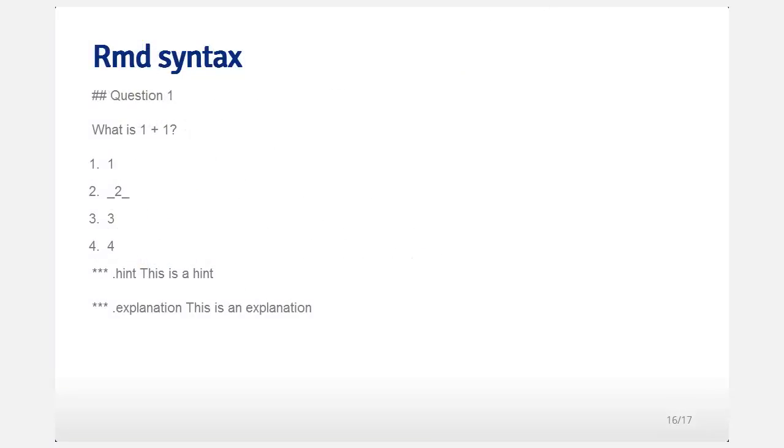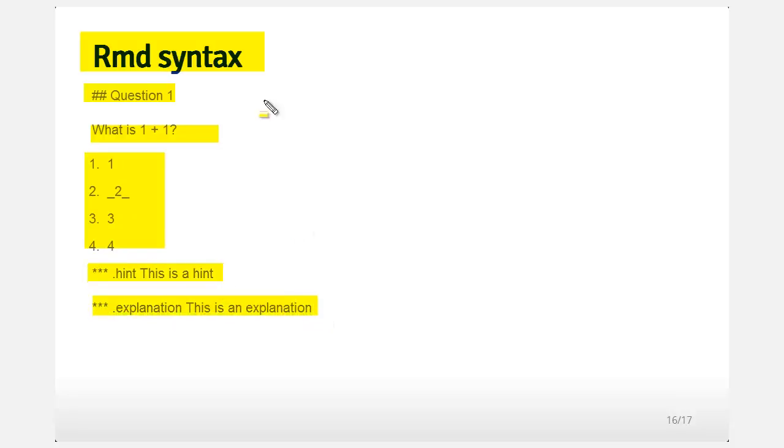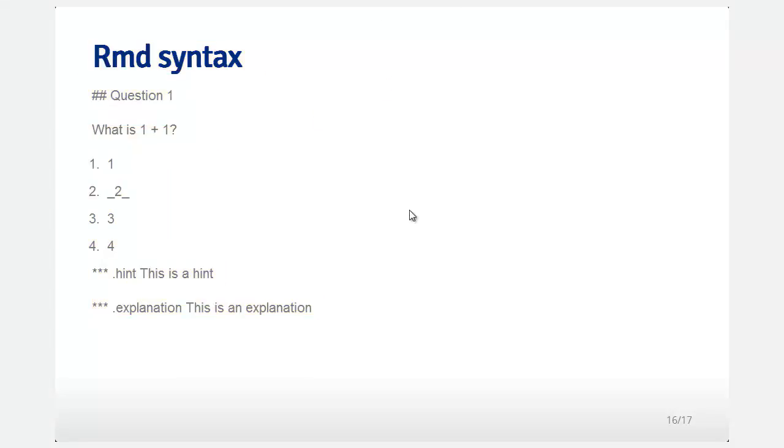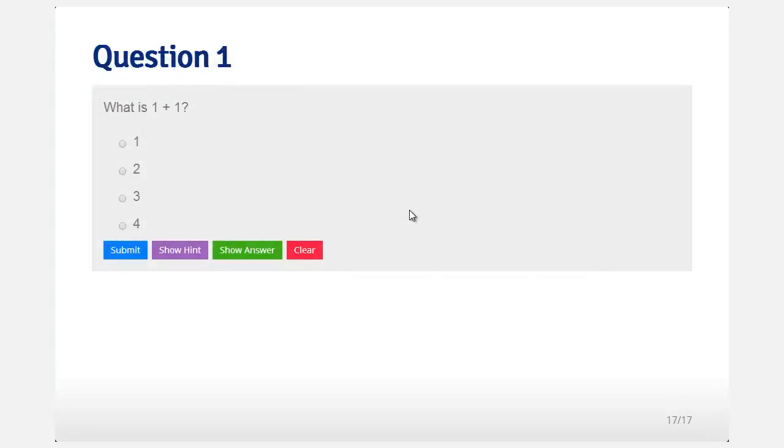So here's the R Markdown syntax. I would just write question 1, what's 1 + 1? I would say, here's my set of answers, and I put the underscores around 2 here because that's the correct answer. I put a hint of this form, and I put an explanation of this form, and that's the slide syntax that I would use. And then it looks like this when it comes up.